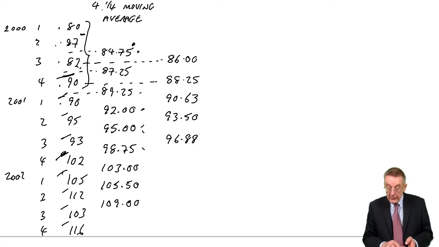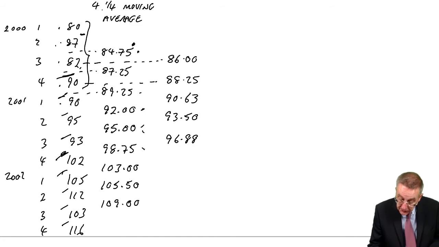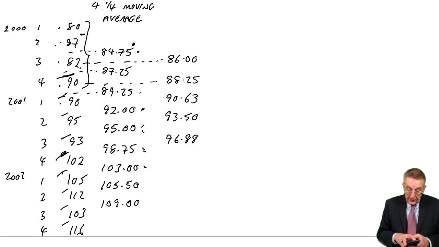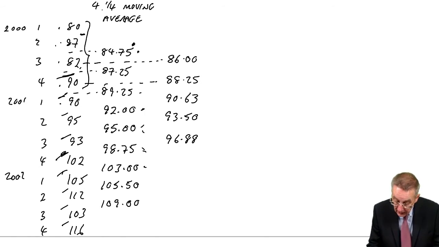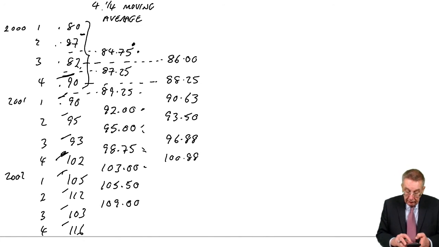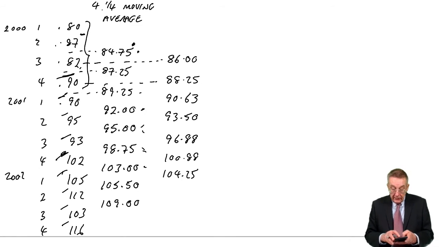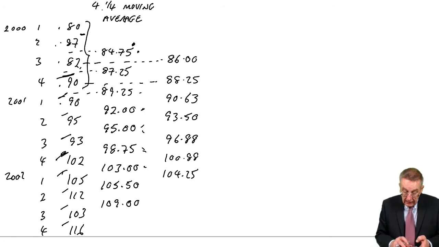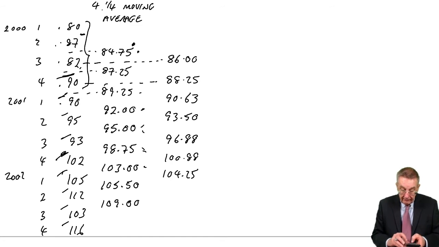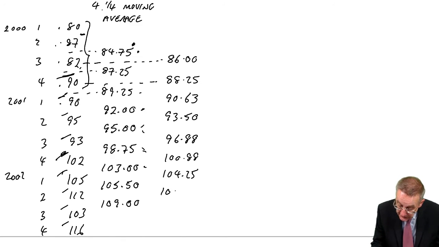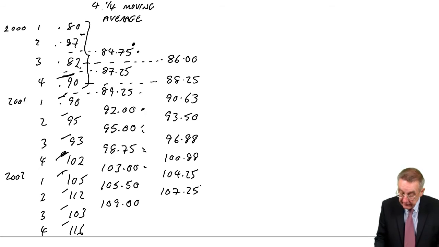96.88. The next two, 98.75 plus 103, 100.88. 103 plus 105.5 divided by 2, 104.25. And finally, 105.5 plus 109 divided by 2, 107.25.